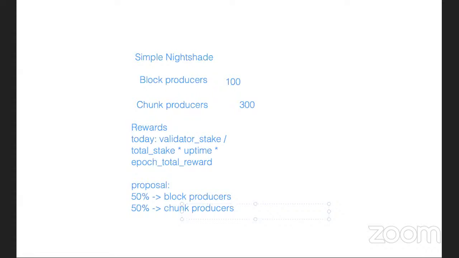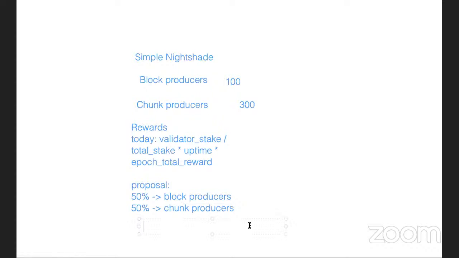Right. Okay. Yeah, that's an interesting point. So is the main reason why we want chunk producer staking to be different from block producer staking so that someone with low hardware doesn't accidentally become a block producer? Yes. Yeah. So actually I should probably elaborate on that.